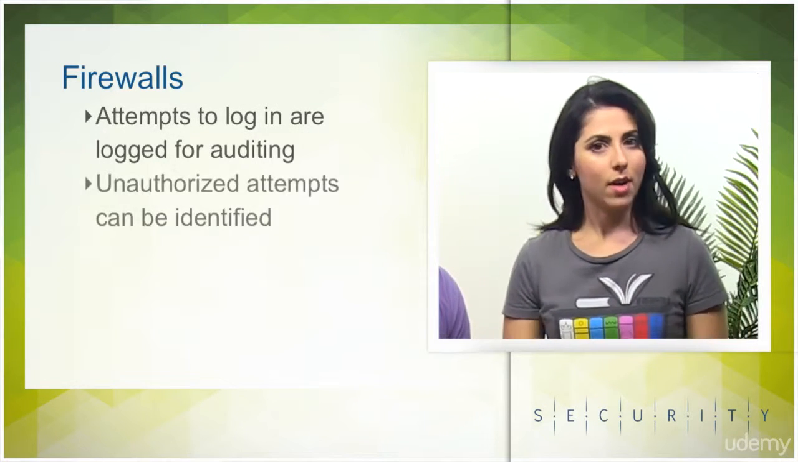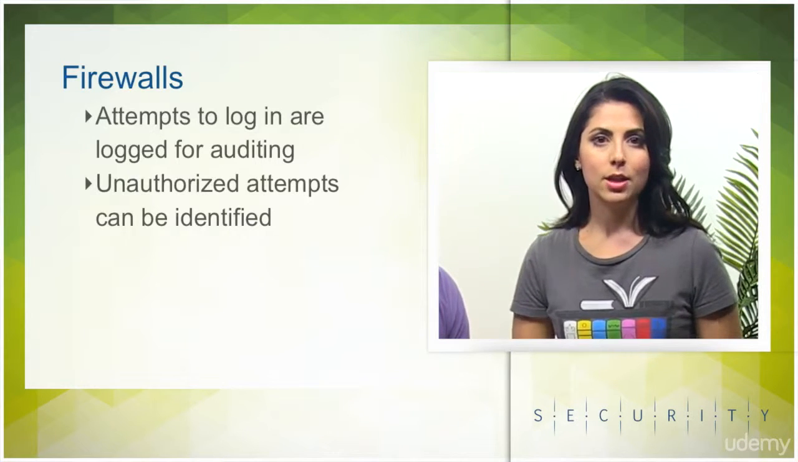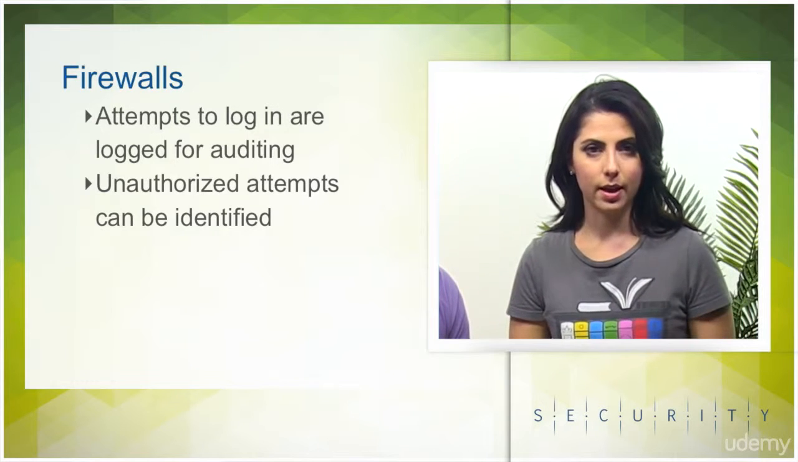Firewalls verify incoming and outgoing traffic against firewall rules. Firewalls act as a router to move data between networks. Firewalls manage access of private networks and host applications. All the attempts to log into the network are logged for auditing. Unauthorized attempts can be identified by embedding an alarm that is triggered when an unauthorized user attempts to log in.